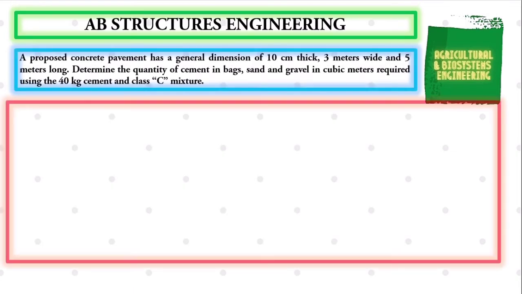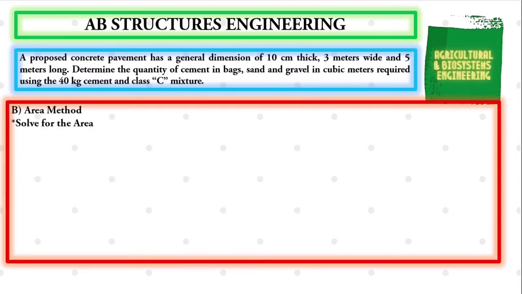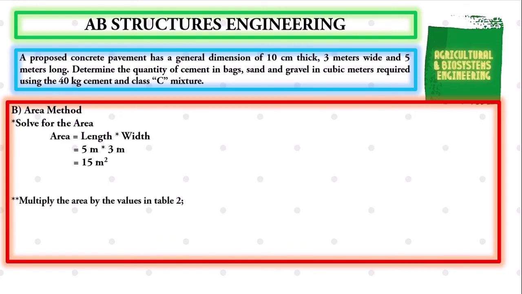In area method, we begin solving for the area. To solve for area, we will be using the formula: area is equal to length times the width. Substituting values, we have length of 5 meters times the width of 3 meters, giving us an area for our concrete slab of 15 square meters. Now, the next step is to use our table.